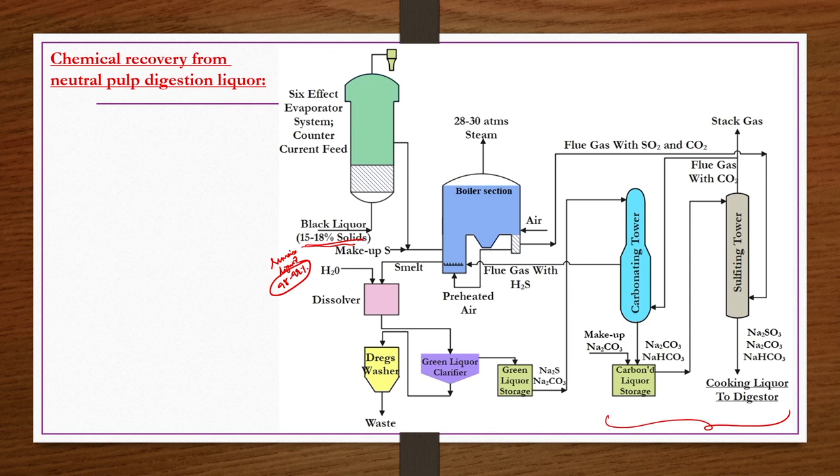The starting point is that here also a multi-effect evaporator is used, so as to increase the solid concentration in the black liquor from 15% to 18% to roughly 50% to 60%, or 45% to 55%. That can be done by evaporation of the liquid present in the liquor, and that evaporation is done by heating, and heating is done by steam. The steam and the liquor enter the multi-effect evaporator in a countercurrent way.